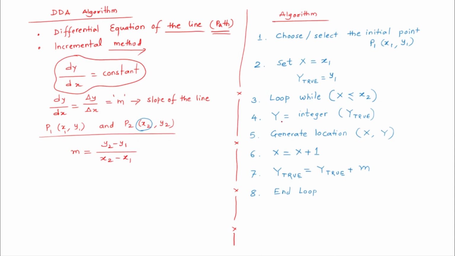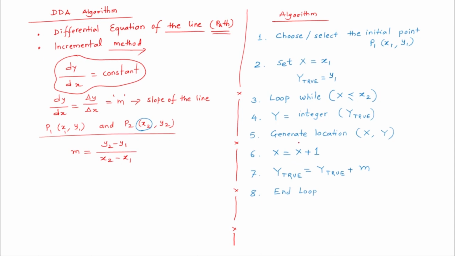and y would be equal to integer value of y true. Y true may be a real value because we are adding the slope inside the y value. So slope may be in fractions, that's why y true may be in real. So we have to consider only the integer value because we are having the limitations on the movement along the x and y direction. We cannot have the movement along the x and y direction as per the exact computation given by the controller unit. So it is having the limitation, the hardware is having the limitation.